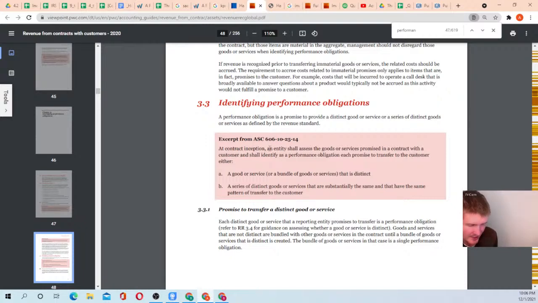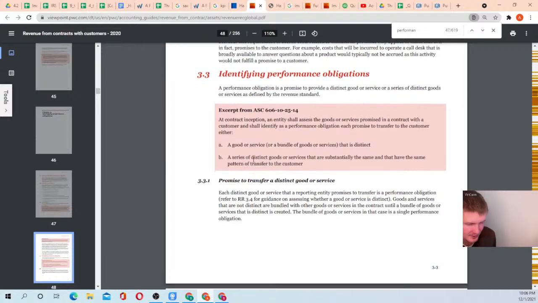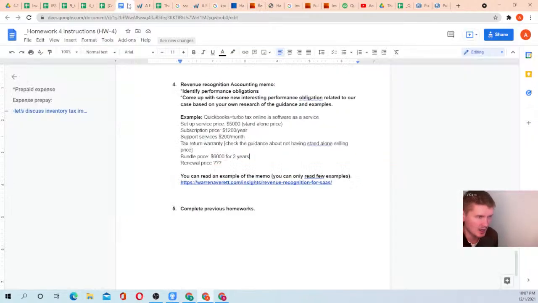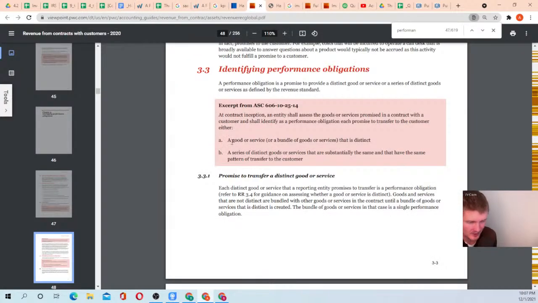At contract inception, an entity shall assess the goods or services promised in a contract with a customer and shall identify as a performance obligation each promise to transfer to the customer either a good or service that is distinct, or a series of distinct goods or services that are substantially the same and that have the same pattern of transfer to the customer. For simplification, we can say that in our situation we just have a service or a series of services.